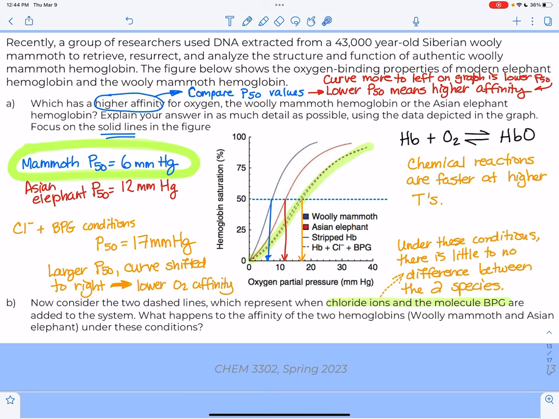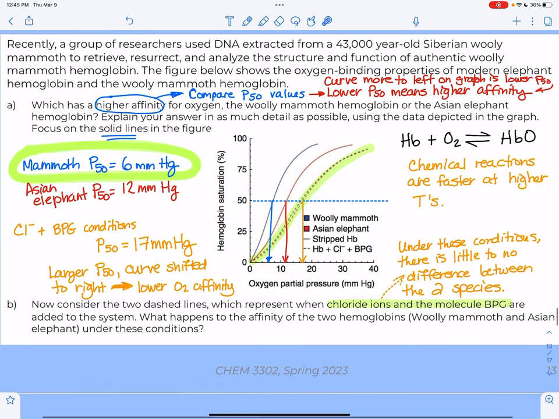So having these effectors, these molecules that can shift the behavior of your hemoglobin and make it have less of an affinity, can help you with the delivery. So if you can control it so that you don't have those things when you're picking up in the lungs, but in the tissues you do have these molecules, it makes it easier to deliver. All right, so that's the story of the woolly mammoth.